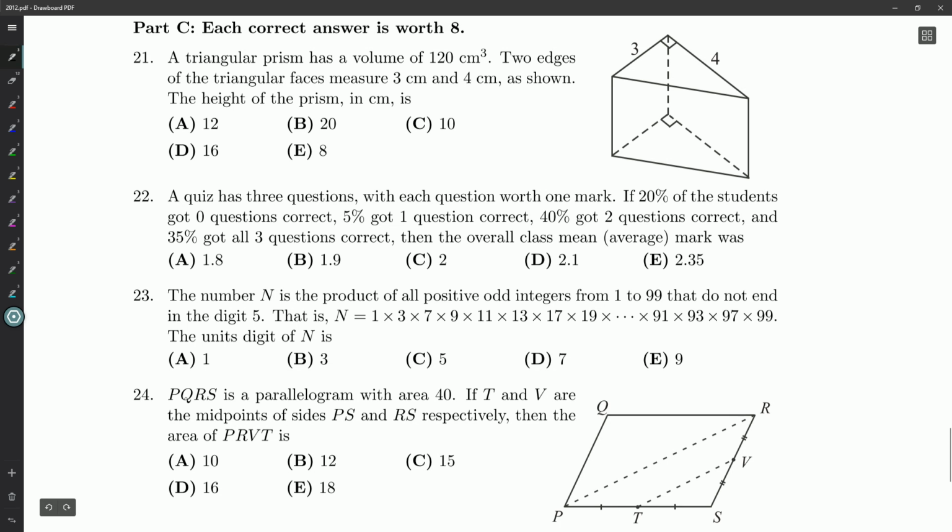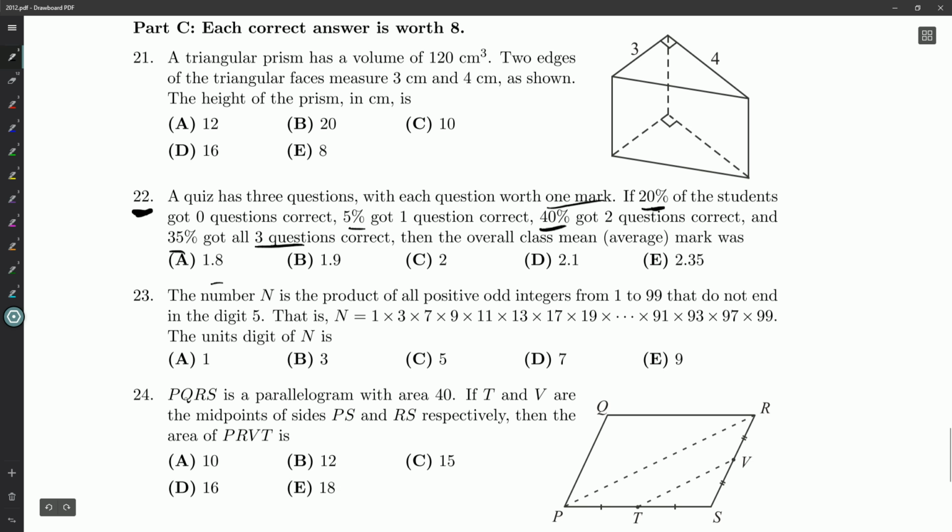We're looking at question number 22 in Part C of our 2012 Grade 7 Gauss. The quiz has 3 questions, with each question worth 1 mark. If 20% of the students got 0 questions correct, 5% got 1 question correct, 40% got 2 questions correct, and 35% got all 3 questions correct, then the overall class mean or class average mark was what?